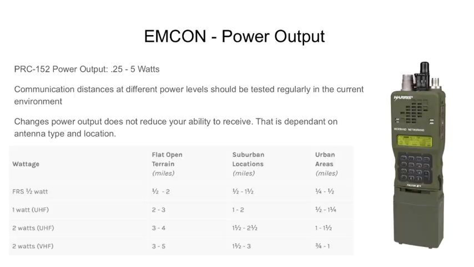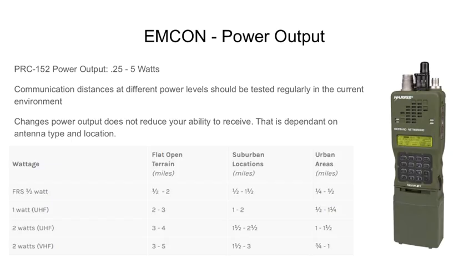So the next principle was operating on the lowest power required. So here we have the PRC 152. So we know the output goes from 1/4 of a watt all the way up to 5 watts. And it's also important to remember that changing the power output doesn't necessarily reduce your ability to receive information or receive radio transmissions, right? That depends on your antenna type and where the antenna is and where the radio is.